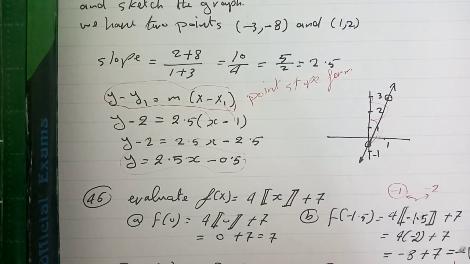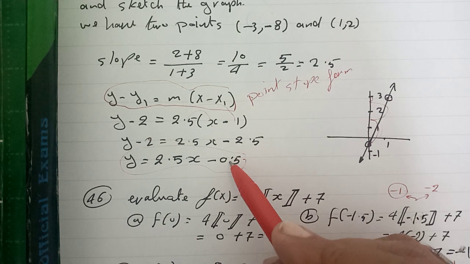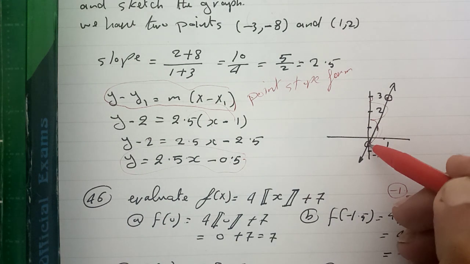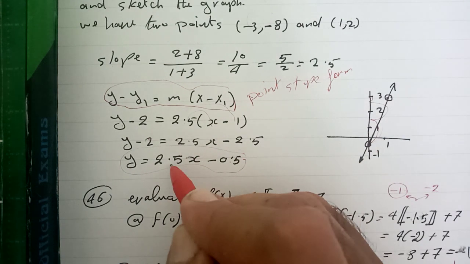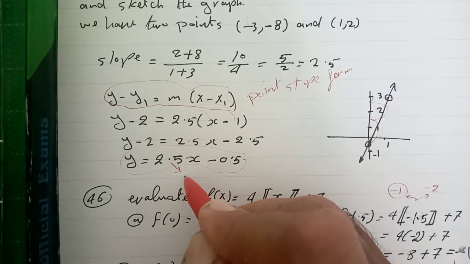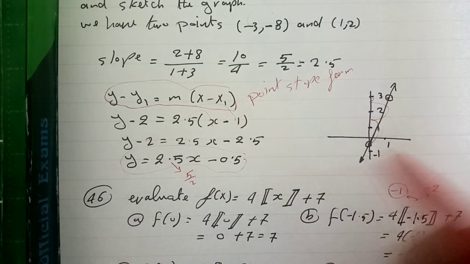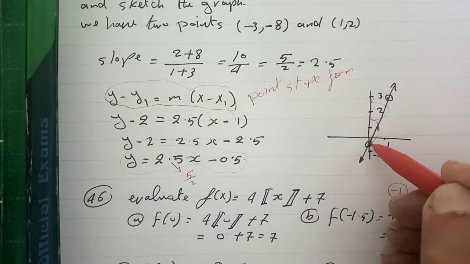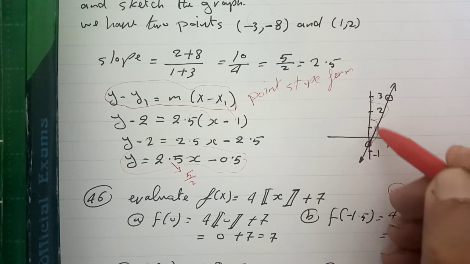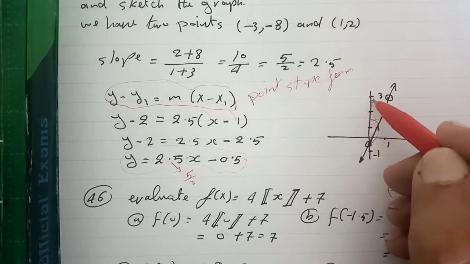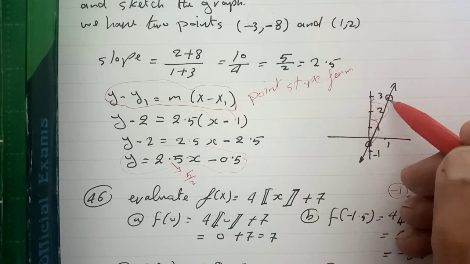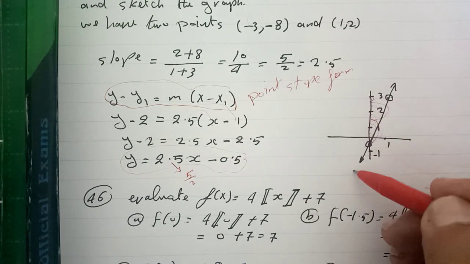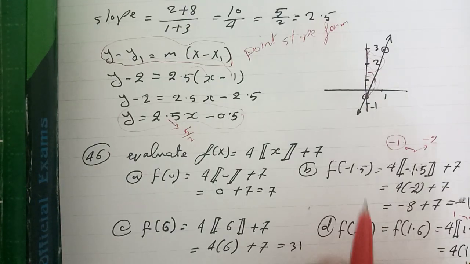If you want to sketch the graph of this equation, you step at -0.5 between -1 and 0, and this 2.5 means 5 over 2, so rise up 5, 1, 2, 3, 4, 5, and then go to the left 2, and then draw the graph.